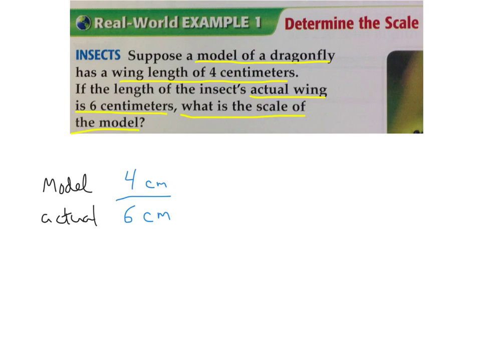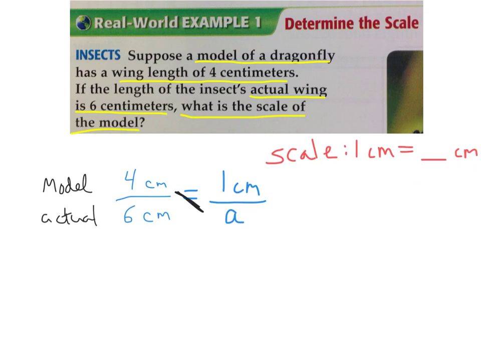So I've taken that information and I've created a ratio here. So 4 centimeters in the model in actuality is 6 centimeters. So 4 centimeters to 6 centimeters. Now remember, a scale tells me what 1 centimeter in a model would actually equal in reality. So I can create a proportion that helps me to find the scale. So in the model, I know it's 1 centimeter, and I want to find out the actual. So I'll put A for actual.